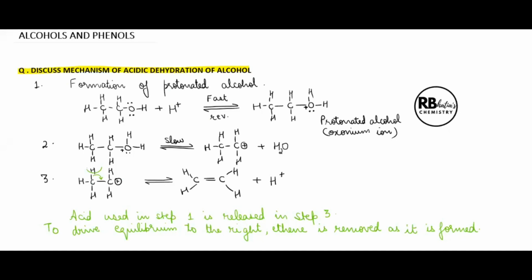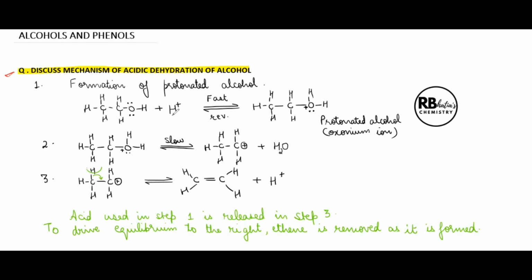We're going to discuss, children, alcohols and phenols important questions, mainly 3 or 5 marks questions. These are the subjective questions which are generally asked in exams. So the first question is: discuss the mechanism of acidic dehydration of alcohol. How to attempt this answer? You are supposed to write these 3 steps. This is exactly what is given in NCERT.